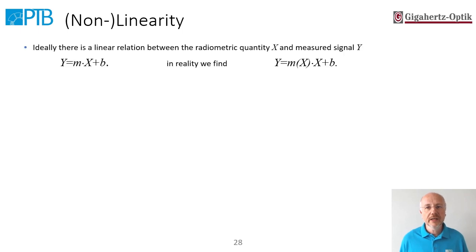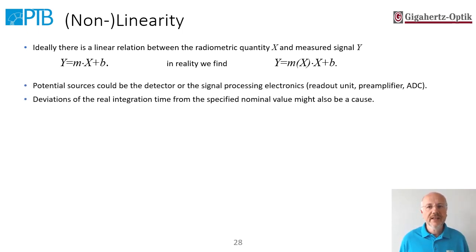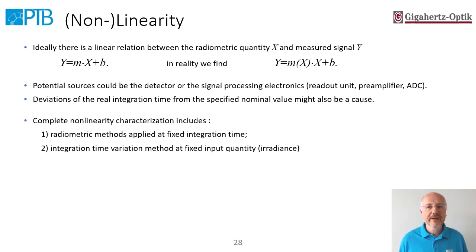Ideally, there is a linear relation between the incoming radiometric quantity and the measured signal, but in reality we are always facing nonlinearity effects. These effects might be due to the detector or the electronics, and sometimes the real integration time differs from the stated nominal values. To perform a nonlinearity characterization, you should use two different approaches. One is to use radiometric variations applied at a fixed integration time, or you have a fixed input quantity and you vary the integration time.